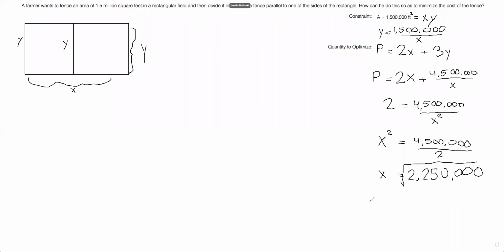So let's simplify it. We're going to turn this into square root of 225 times 100 times 100. And we're going to give every factor its own radical. You get a radical. You get a radical. Everyone gets a radical.